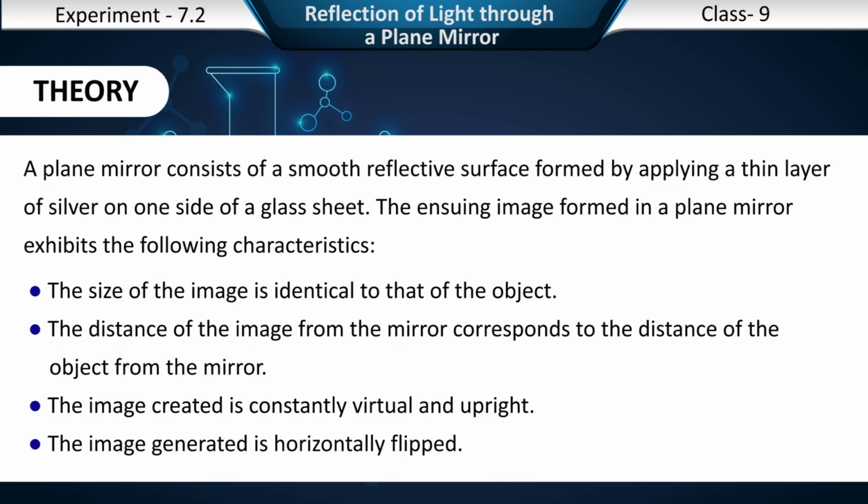A plane mirror consists of a smooth reflective surface formed by applying a thin layer of silver on one side of a glass sheet. The ensuing image formed in a plane mirror exhibits the following characteristics. The size of the image is identical to that of the object. The distance of the image from the mirror corresponds to the distance of the object from the mirror. The image created is constantly virtual and upright. The image generated is horizontally flipped.